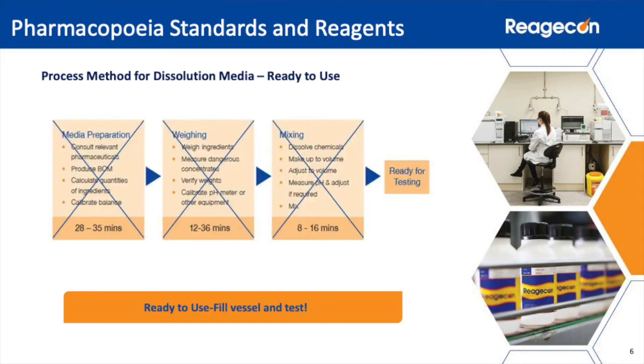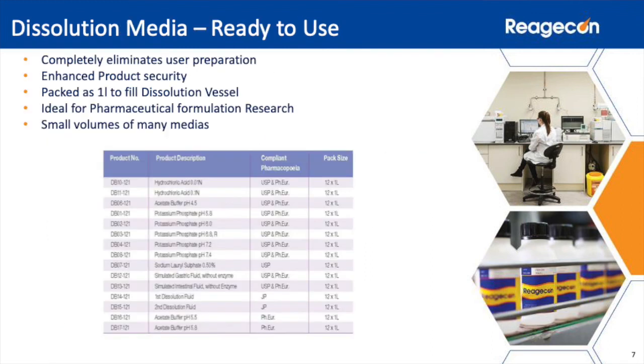The other option available from Reagecon is to buy media that is ready to use. Although more expensive to ship, this set of options eliminates every single step required by the analyst and is a highly efficient way to obtain dissolution medias. In addition to the features detailed on your screens, all issues with metrological traceability, customer error, or comparability are completely eliminated.